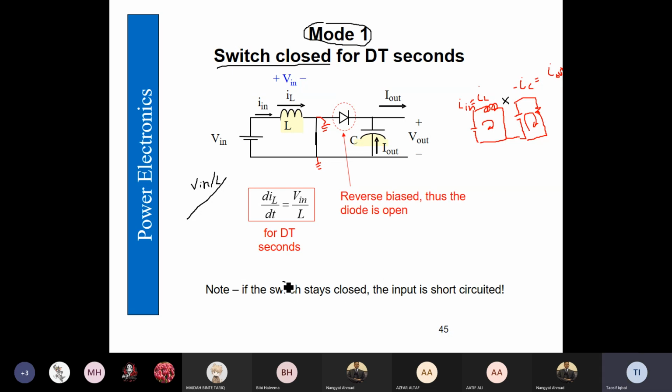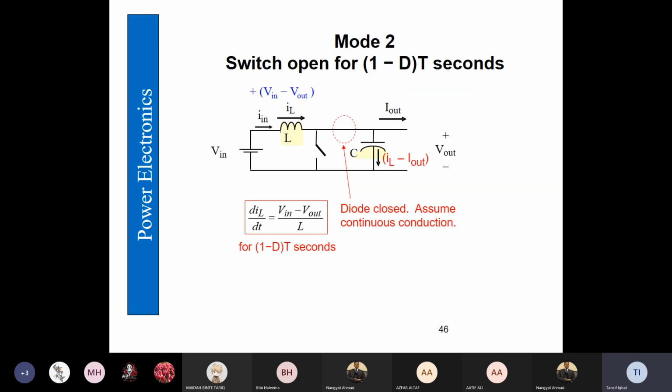So again, we have to be careful. If the switch stays closed, the input becomes short circuited, and therefore it can damage the MOSFET or maybe the supply. The second mode is when the MOSFET is open.